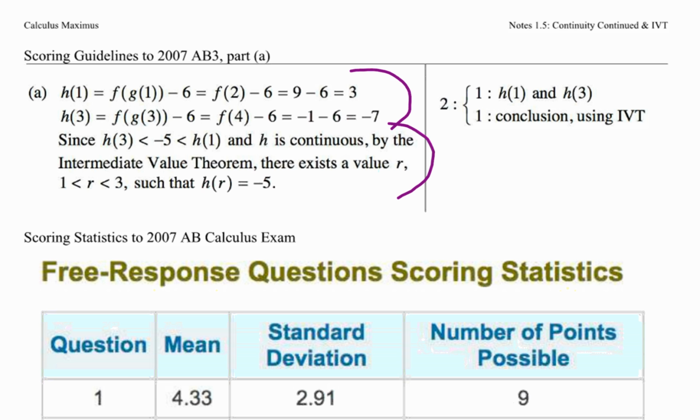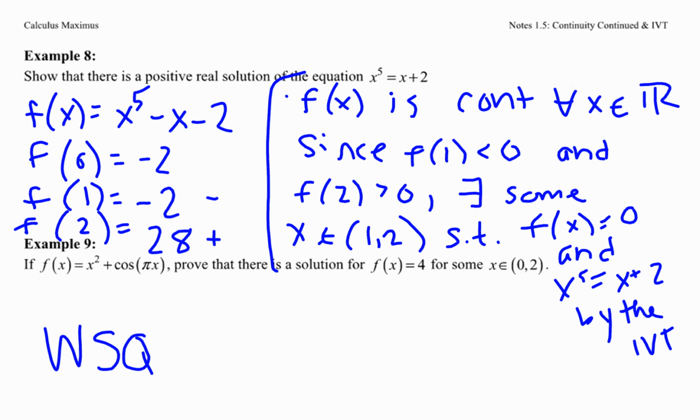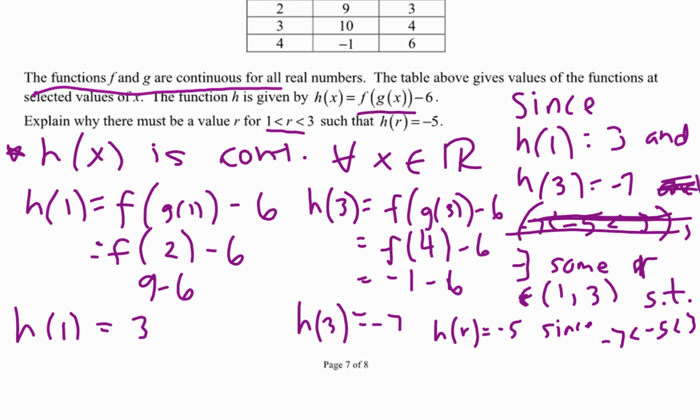I don't know if I said by the IVT on my last problem. I should go back and look. Oh, of course I did. By the IVT. Okay. Ooh, that was a close call.